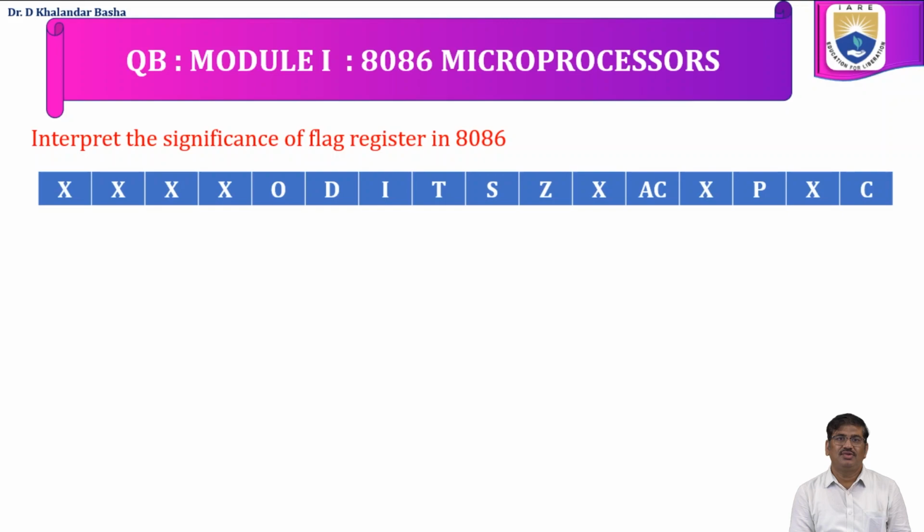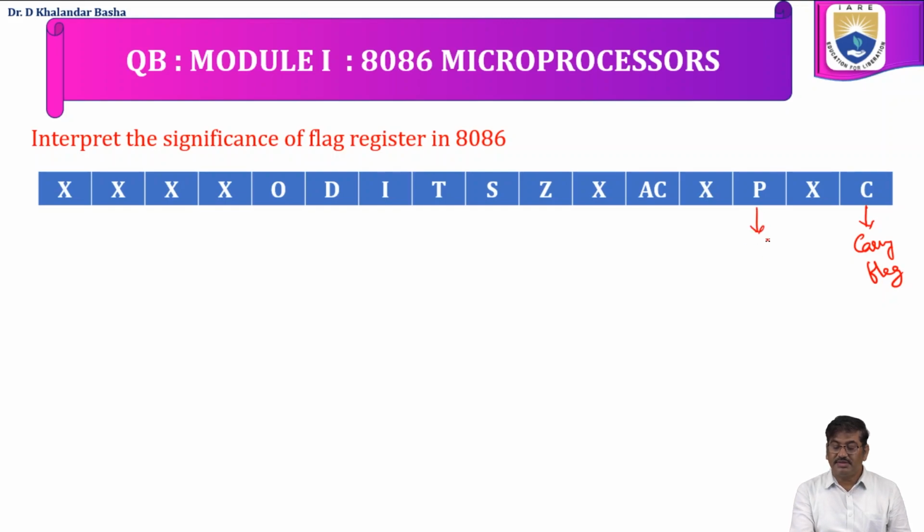Interpret the significance of flag register of 8086. In the 8086 processor, we have a 16-bit flag register with 9 active flags. The first is the carry flag. The carry flag signifies whenever we do an addition or subtraction operation, whether any carry is generated or any borrow is taken, and it will be reflected in the carry flag. If any carry is generated or borrow is taken, the carry flag becomes 1, else it is 0.